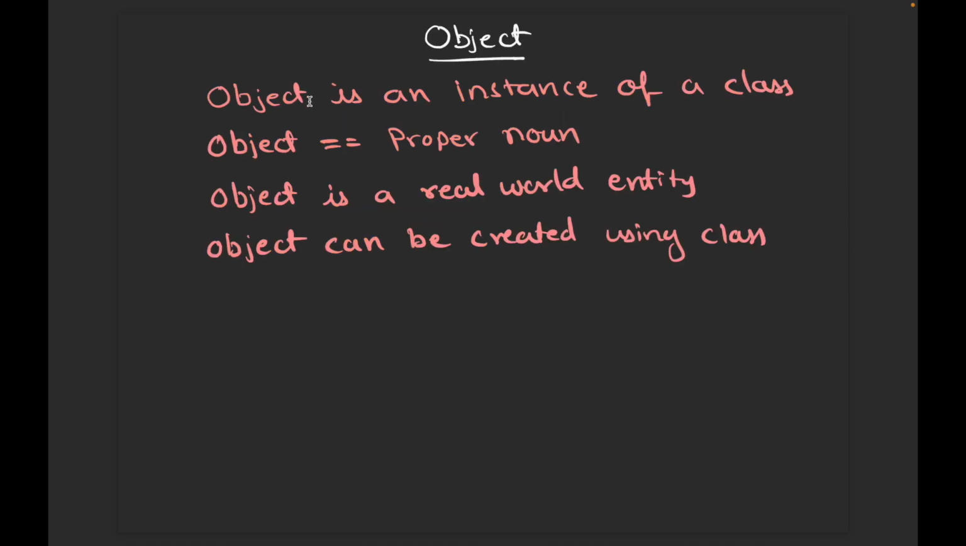An object is an instance of a class. An object is a proper noun and an object is a real world entity. I already told you these three things. An object can be created using a class. You can create an object by using the name of the class.